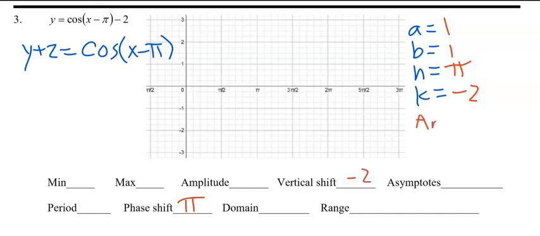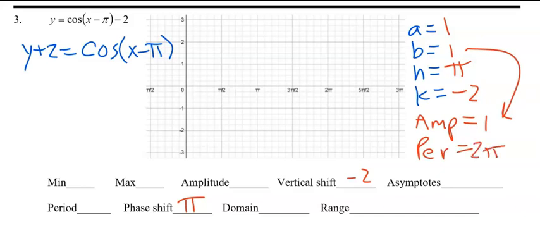What's our amplitude? 1, right? Yep, no change. And period, 2 pi. Okay, graph it. Find your center line. Identify HK. Decide whether it's on the wave or under a max.